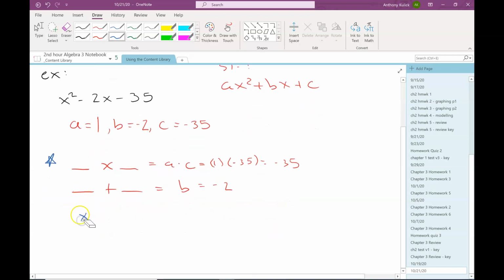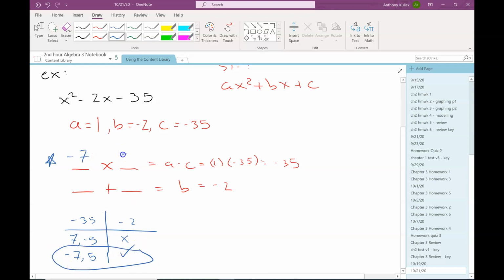Okay. So what's a pair of numbers that multiply to give us -35? So I heard 7 and -5. So those multiply to give us -35, but they don't add to give us -2. They add to give us +2. So let's switch the signs. -7 and +5. That works. So those are my two numbers that I need.